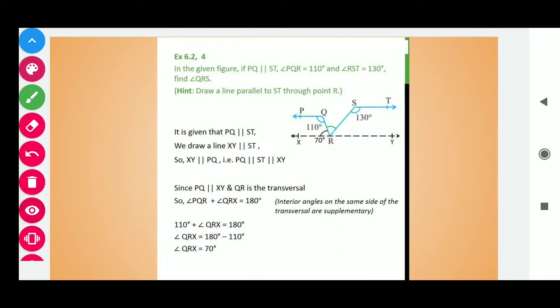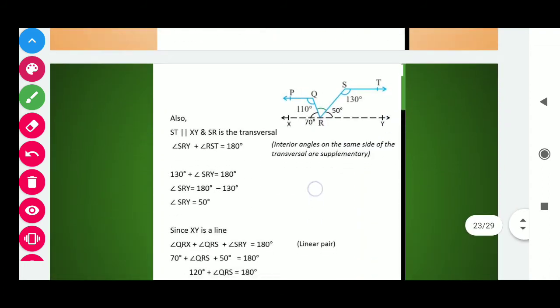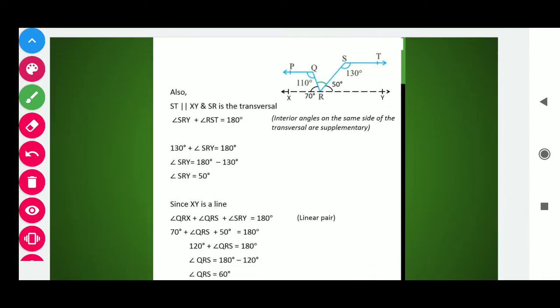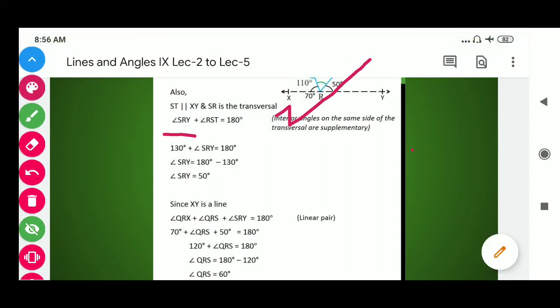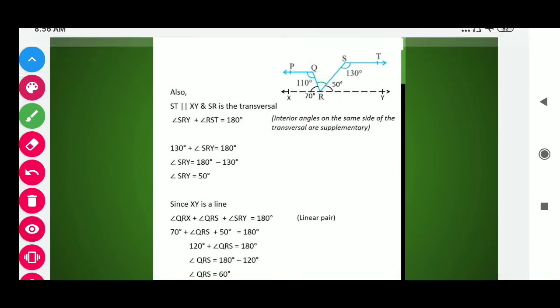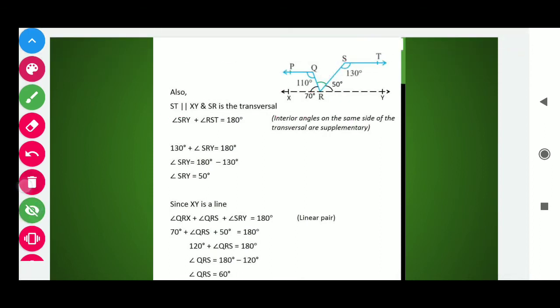Okay, so move to the next. Here we have also ST is parallel to XY and SR is also transversal. Okay, so students, in this way you can see that this is 130 degree angle and together will make 180. In this way we get this is 50 degree.